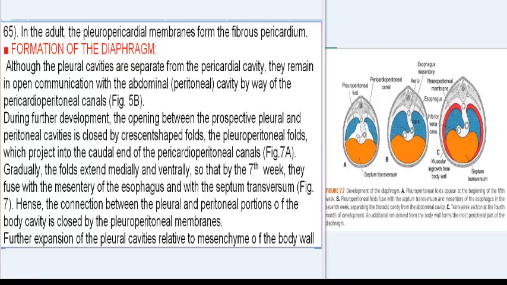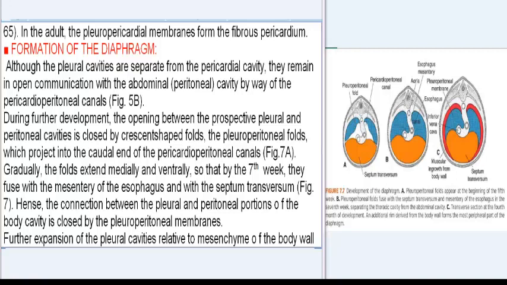Formation of the diaphragm. Although the pleural cavities are separate from the pericardial cavity, they remain in open communication with the abdominal, peritoneal, cavity by way of the pericardioperitoneal canals, Fig. 5.5b. During further development, the opening between the prospective pleural and peritoneal cavities is closed by crescent-shaped folds, the pleuroperitoneal folds, which project into the caudal end of the canals, Fig. 5.7a.